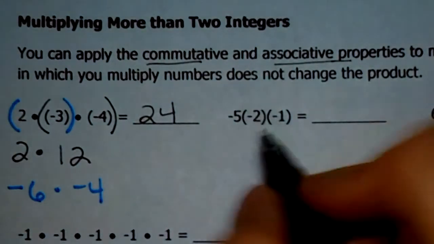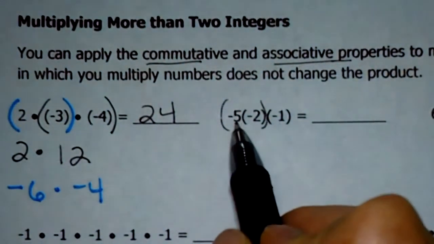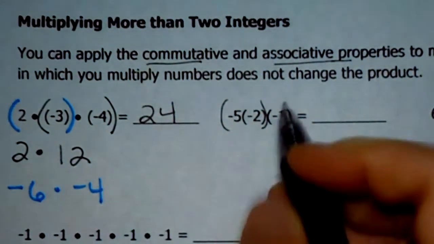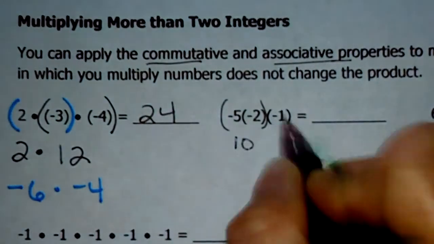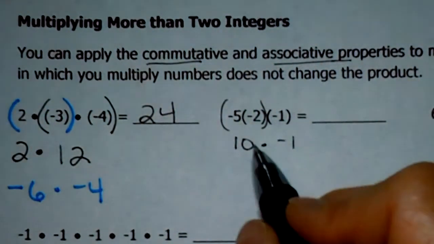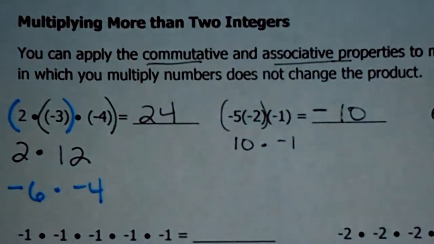So in the next one, I'll just go from left to right in this one. Why not? So this is associative, because I'm just leaving them alone and grouping these first. Negative 5 times negative 2, that's 10. And I still have to multiply that result by the negative 1 that's left. A positive times a negative is a negative. 10 times 1 is 10.